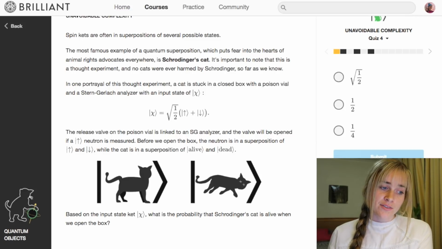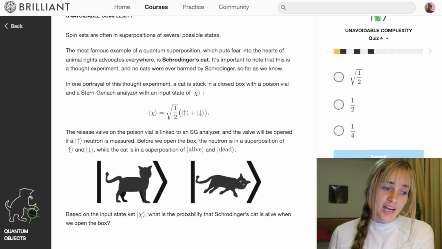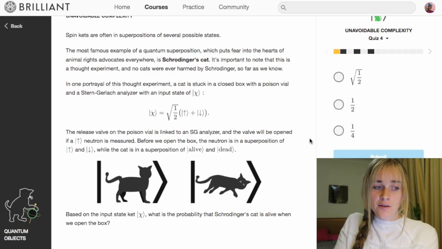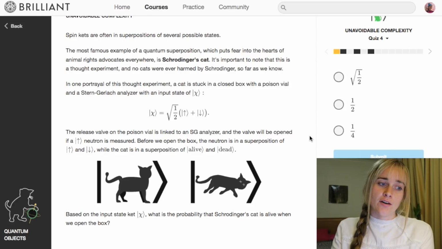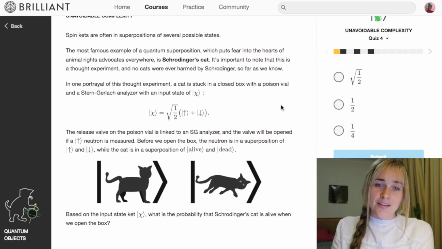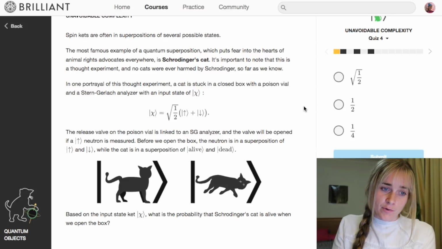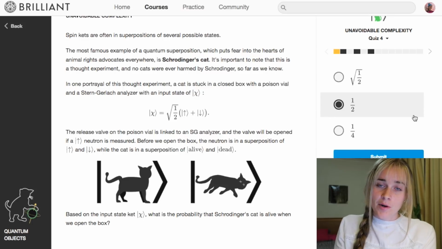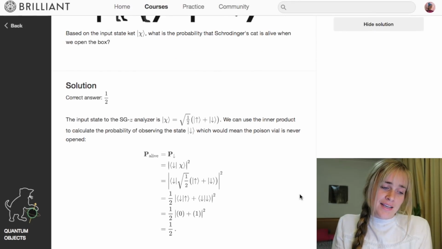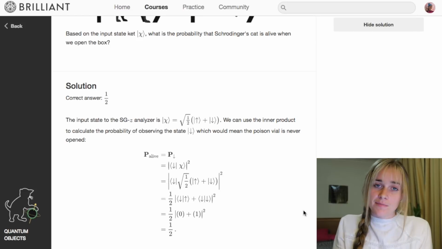We're asked, based on this input state, chi, what is the probability that Schrodinger's cat is alive when we open the box? So based on what we know, the probability of one of these states occurring is you're going to take the amplitude in front of it and you're going to square that value. So if we square the one in front of what we've got here, we're going to end up with a probability of a half. So that's the correct solution. This is exactly how you would do it mathematically.